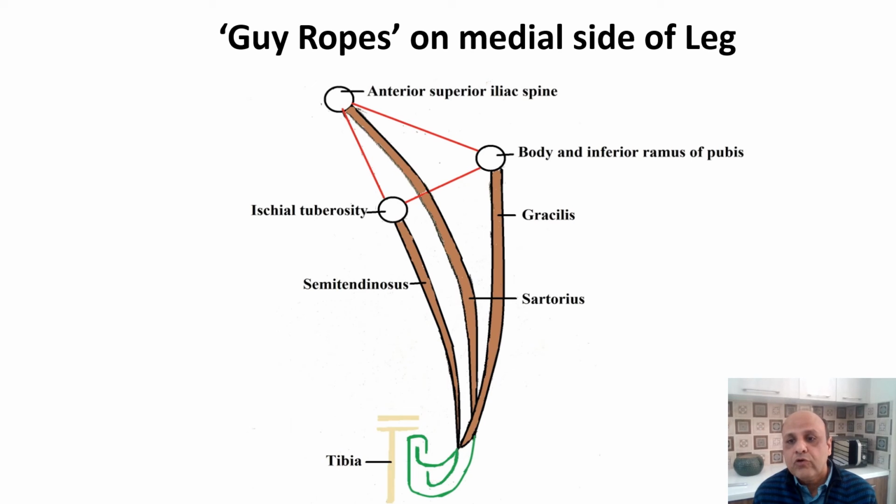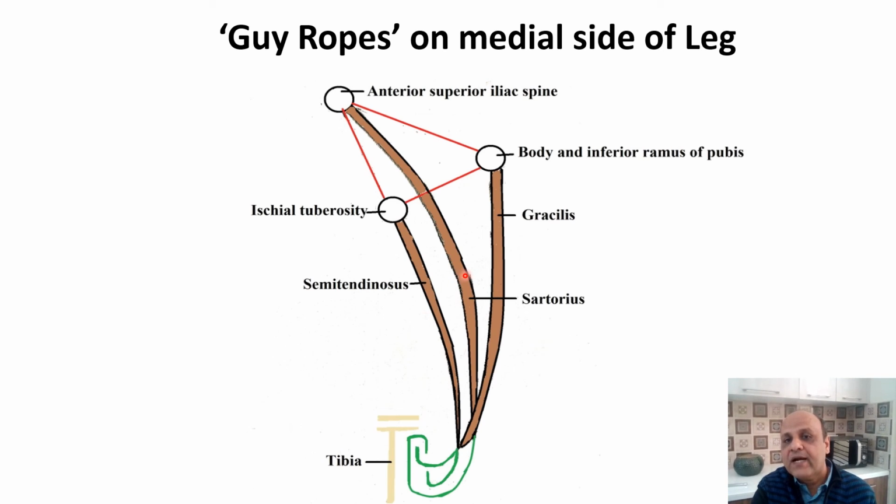Now you also need to understand the medial part of the tibia and the concept of guy ropes. Now guy ropes is an arrangement to stabilize the pelvis on the femur. So here we have got three muscles. One muscle of the anterior compartment of thigh, sartorius, which arises from one component of hip bone, that is the ilium, the anterior superior iliac spine. A muscle of the medial compartment of the thigh called gracilis, which arises from another component of hip bone, the body and inferior ramus of pubis, and semitendinosus, which arises from another component of the hip bone, the ischial tuberosity, and semitendinosus is a muscle of the posterior compartment of thigh.